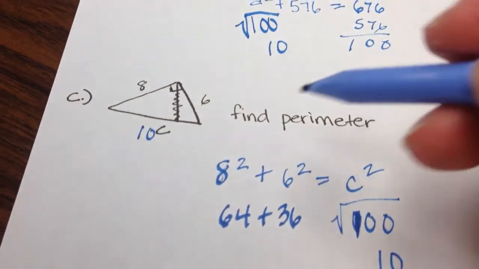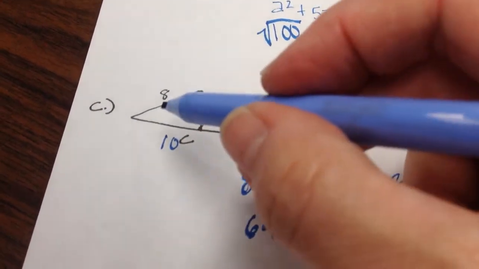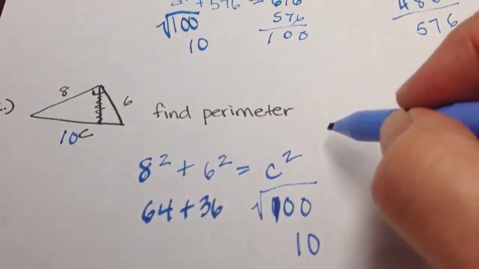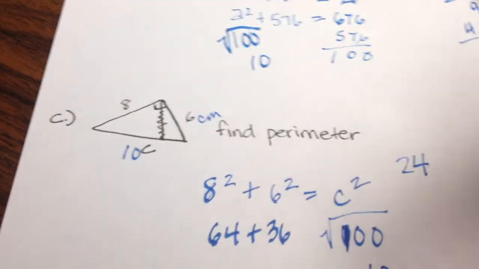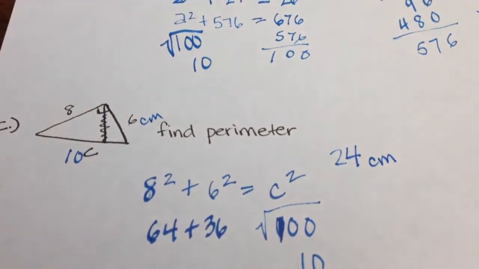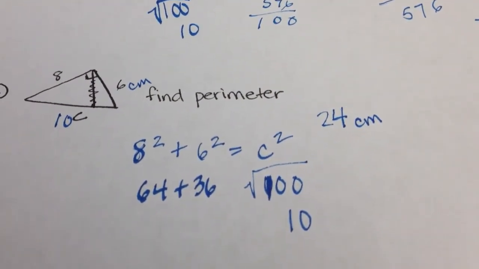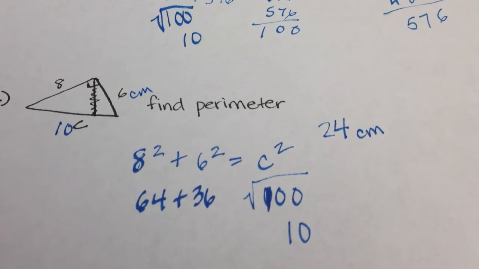I'm not done because it says find the perimeter. So 14 plus 10 would be 24. And let's just again say they're centimeters. So 24 centimeters. Okay? It's not really too bad. You just have to remember that formula.